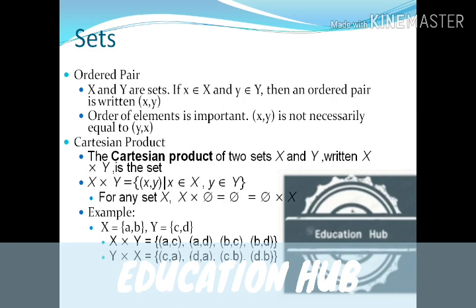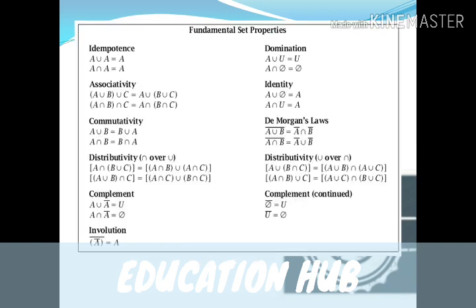That way you can represent it. Here the ordered pair and the Cartesian product will both be explained. X and Y are sets. If x belongs to X and y belongs to capital Y, then the ordered pair will be written as (x, y). The order of elements in an ordered pair is very important. It is not necessarily equal to (y, x). The ordered pair I already discussed, and for the Cartesian product, all the symbols will be noted. Just multiply each to the other and the representation will be there.